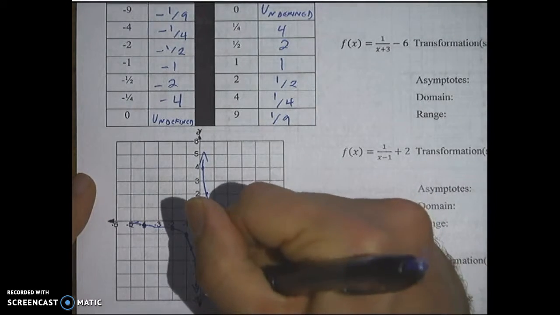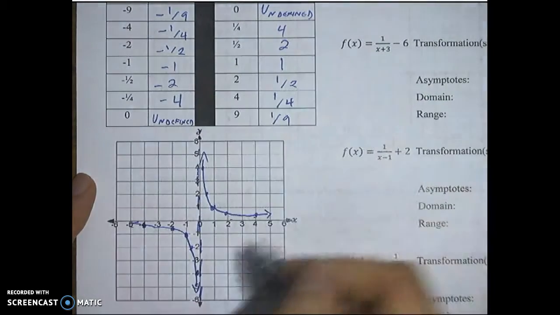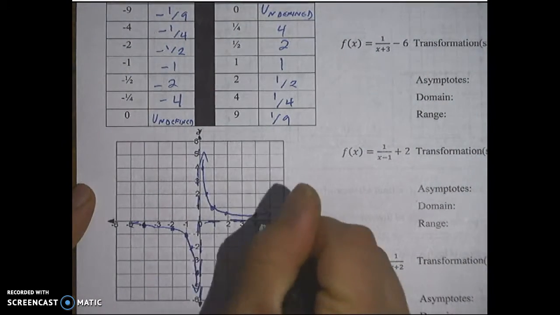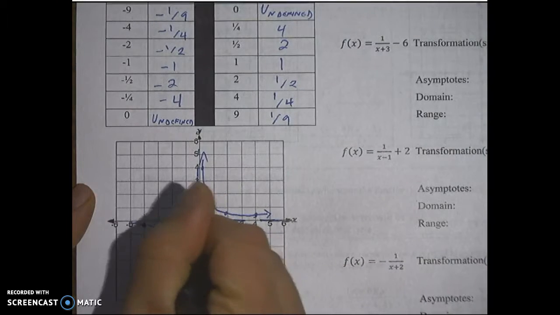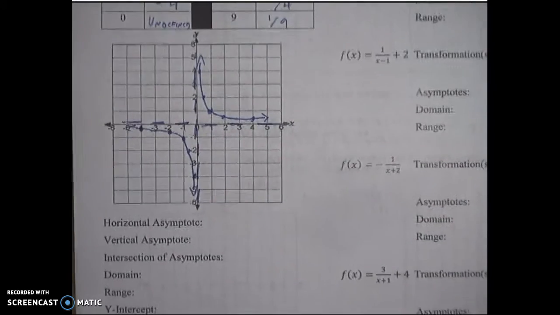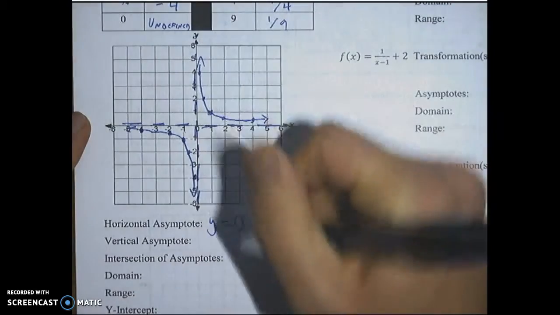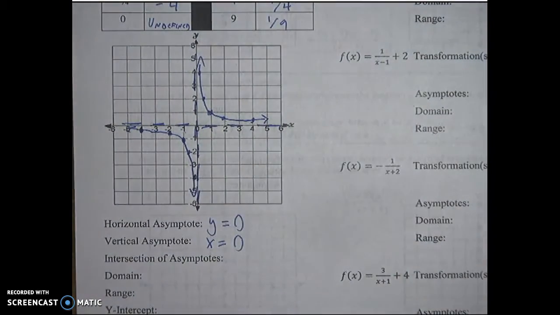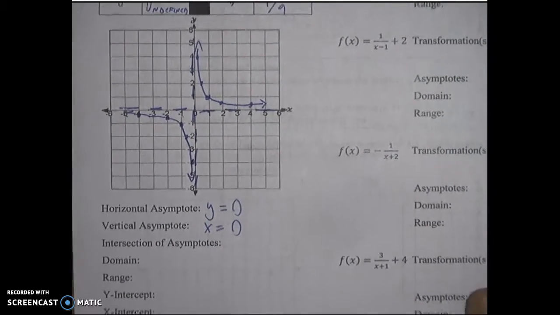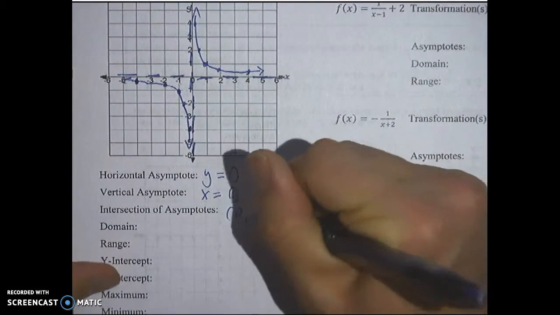In fact, this thing has what's called an asymptote at x equals 0 and y equals 0. We usually represent those asymptotes with dashed lines. So the horizontal asymptote here is at y equals 0. And the vertical asymptote is at x equals 0. Those are the two imaginary lines that this function will always approach but never ever touch. That's the definition of asymptotic behavior. Approaches but does not touch. The intersection of those asymptotes is at the origin, 0, 0.